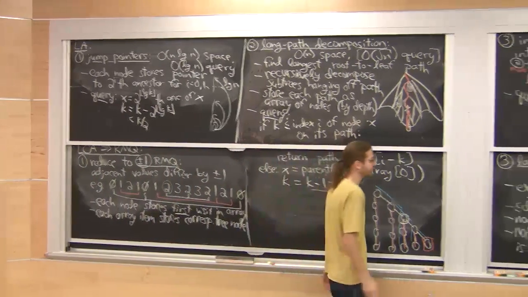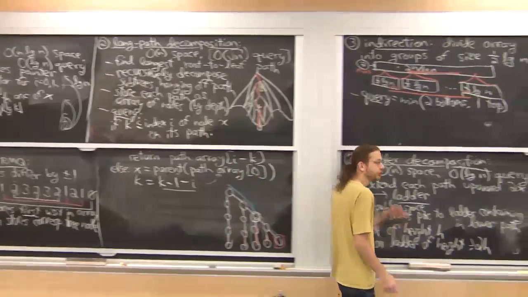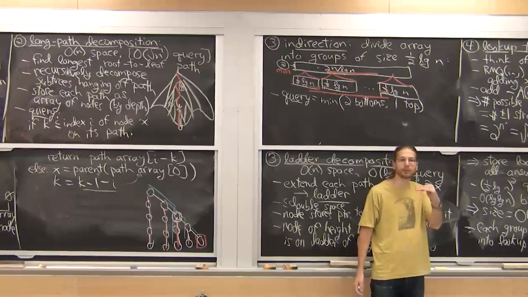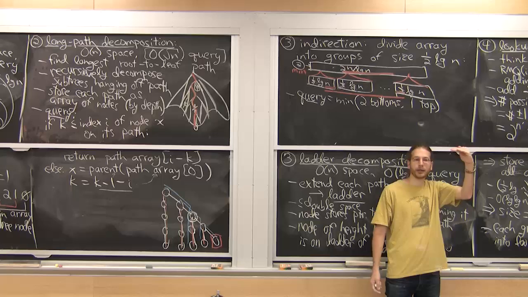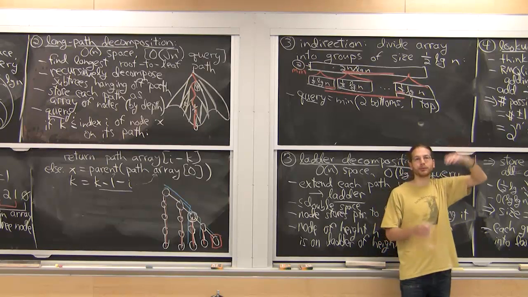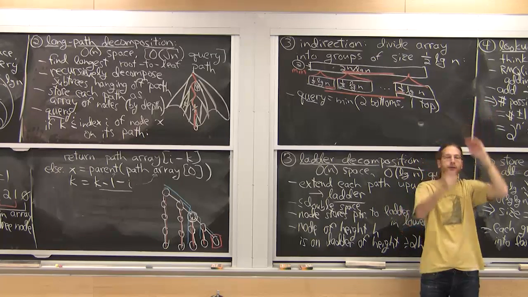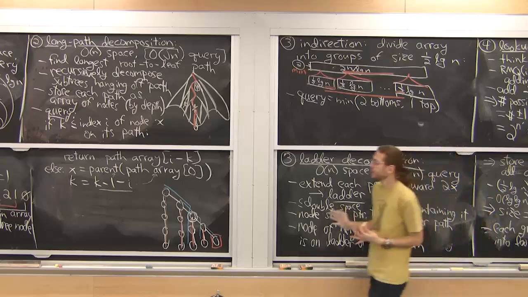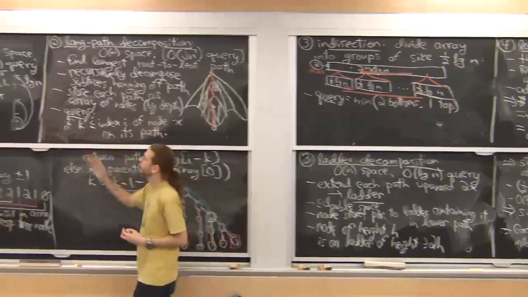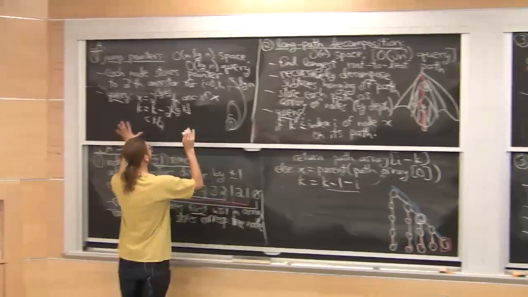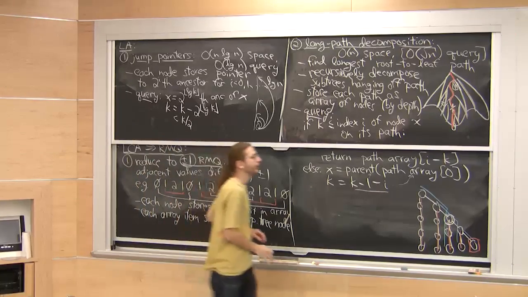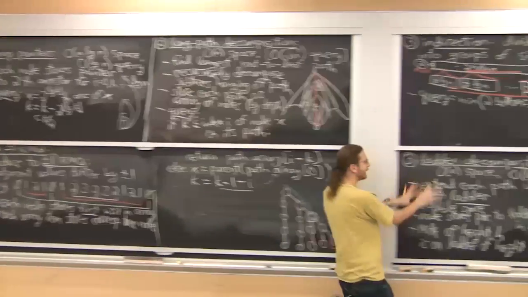Ladder decomposition is doing the reverse. If you start at low height, you're going to make very small steps in the beginning. As your height gets bigger, you're going to be making bigger and bigger steps. And then when you jump over your node, you found it instantly. So it's kind of the opposite of jump pointers. So what we're going to do is take jump pointers and add them to ladder decomposition.